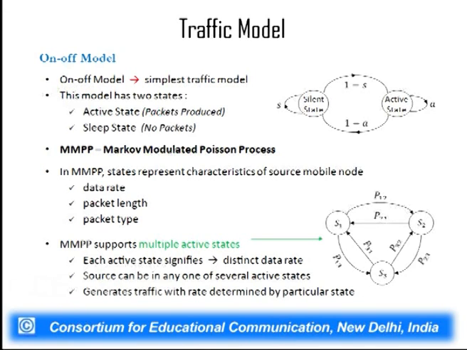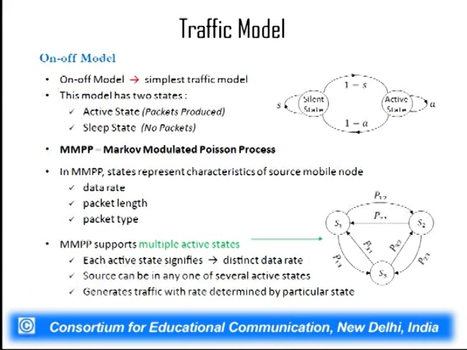Another parameter could be packet type, what type of packet is being transmitted, etc. Now we can see that there are two states, silent and active. There can be even more states as well. So we can split the active state into multiple states. As we can see here, we have S1, S2 and S3. Out of these, one will be a silent state and the others could be different levels of activity.